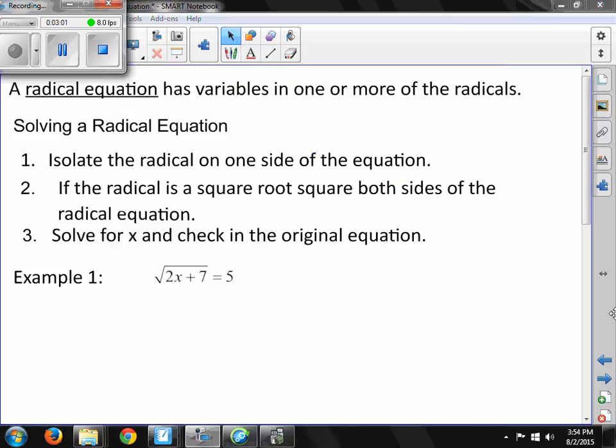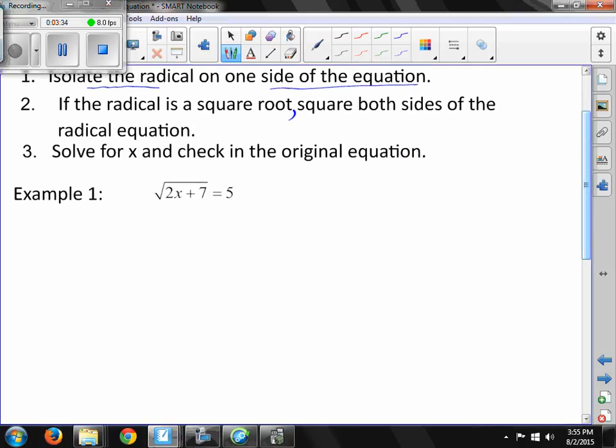Okay, continuing with solving a radical equation. A radical equation has variables in one or more of the radicals. To solve a radical equation, first of all, we'll isolate the radical on one side of the equation. If the radical is a square root, we're going to square both sides of the radical equation. So step 3, we want to solve for x and check in the original equation.